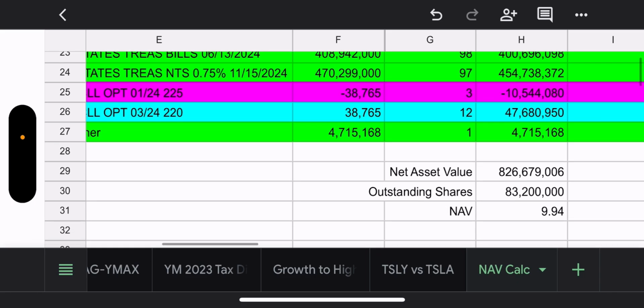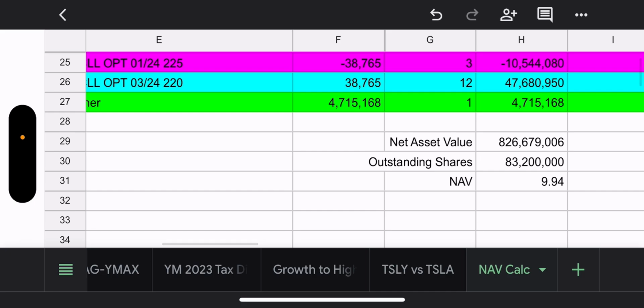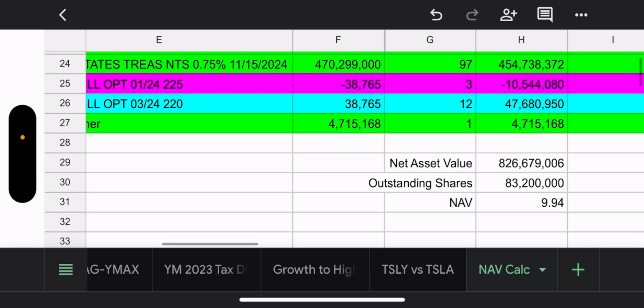So if you take that, again, and you calculate, okay, what are the outstanding shares? How many people bought this? All right, 83.2 million. That's a big number. All right. So the value of each share right now is $9.94. Okay. So again, as the net asset value number goes up, the NAV goes up. Okay. Now, I don't know. I didn't even plan on talking about this, but maybe I should just bring it up.